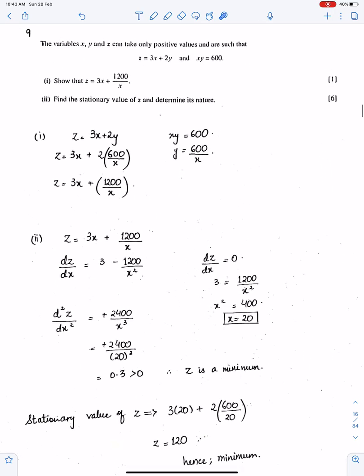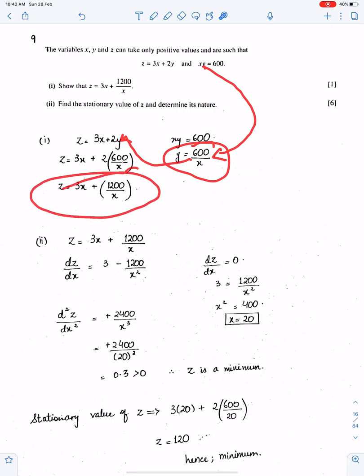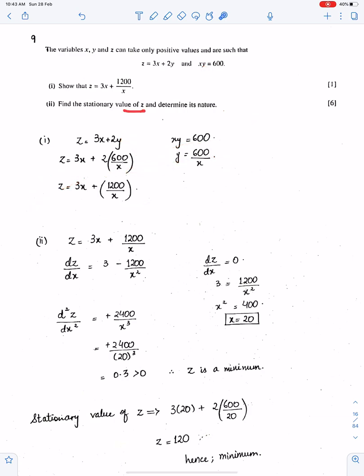This one is also a very simple question, but I'm going to discuss this one. Well, in this question, first make y the subject from this equation and then substitute y here to prove this. Because in this solution, we don't have y. So we need to make y the subject from this equation and then substitute y here. That's the answer. Next, the stationary value of z and determine its nature.